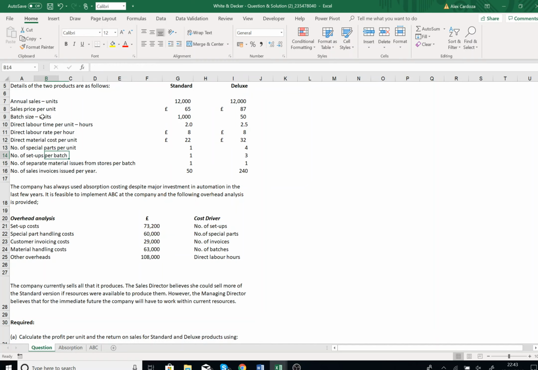So this says number of special parts per unit. Okay, so this says number of setups per batch. Number of setups per batch. This is where it's important. So that says 1, yeah? So batch size, 12. So number of setups. You've got 12 batches, so 12,000 units, of which 1,000 are created in a batch size. So you need to create 12 batches of this. And per batch, you only need to do one setup.